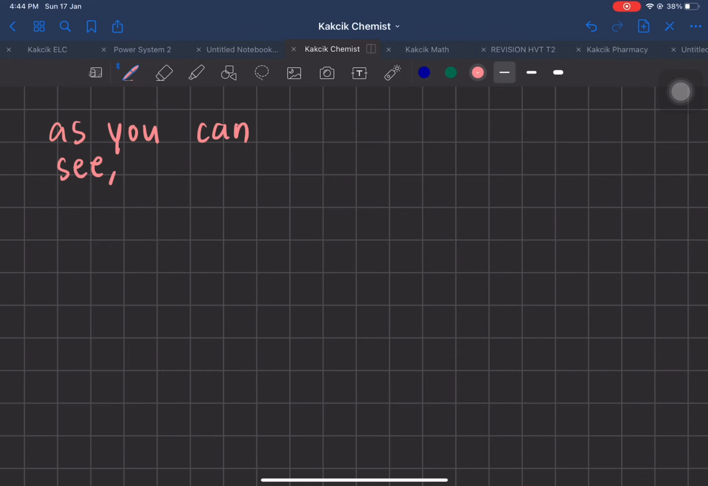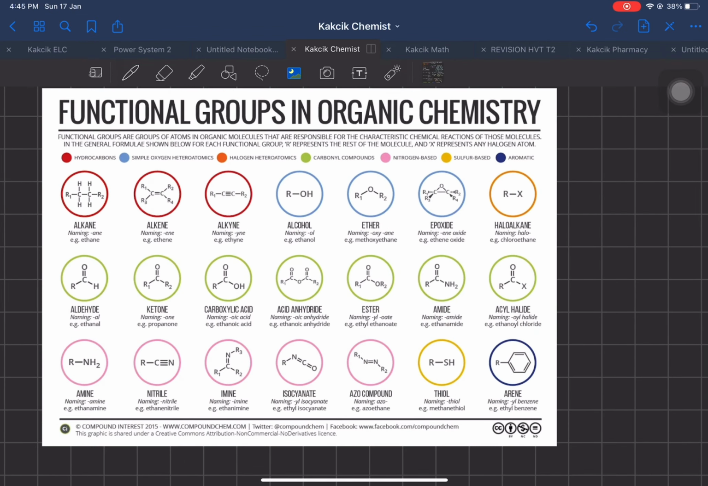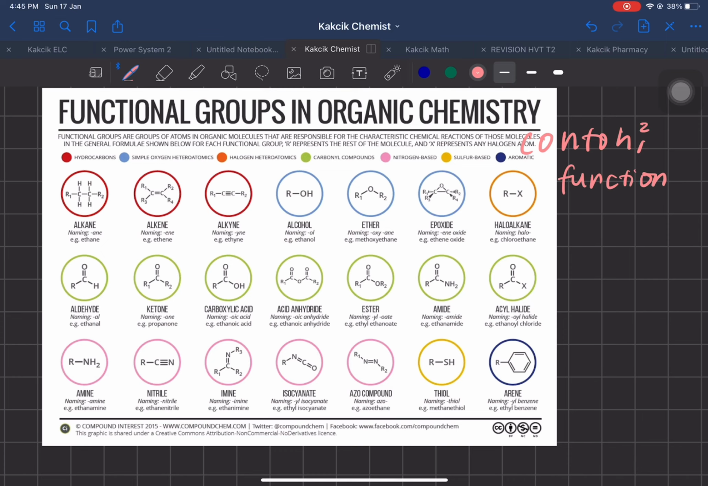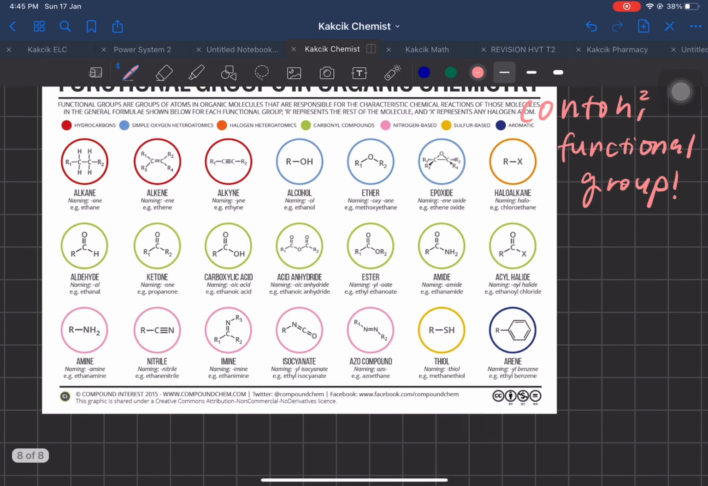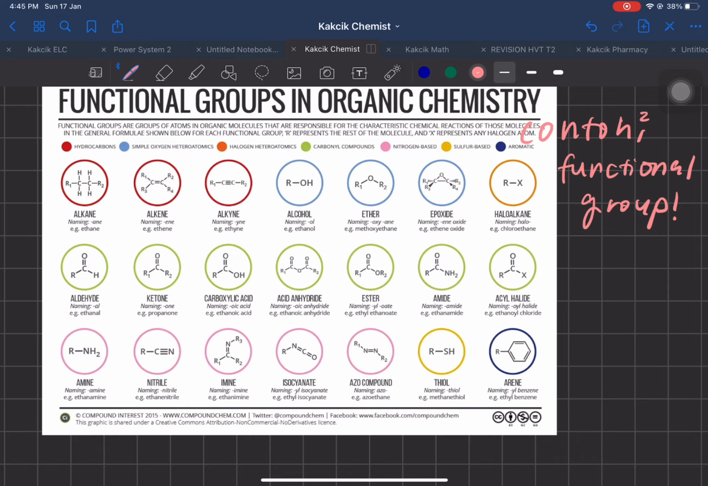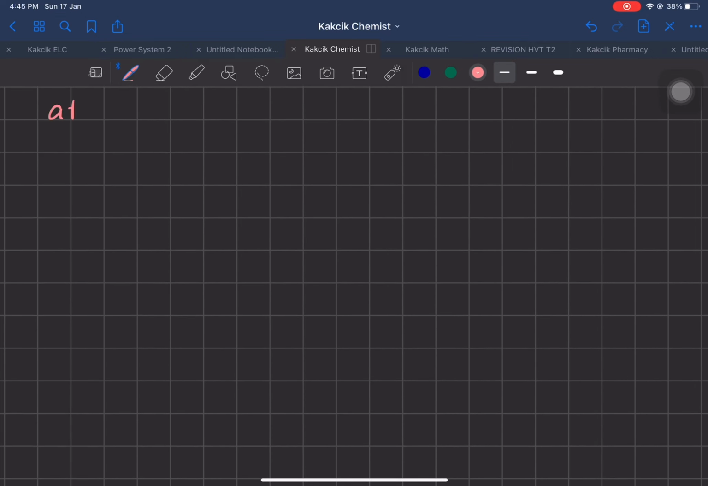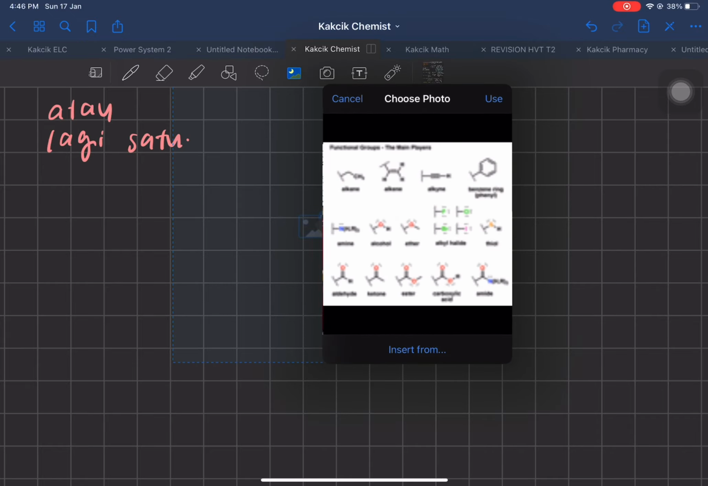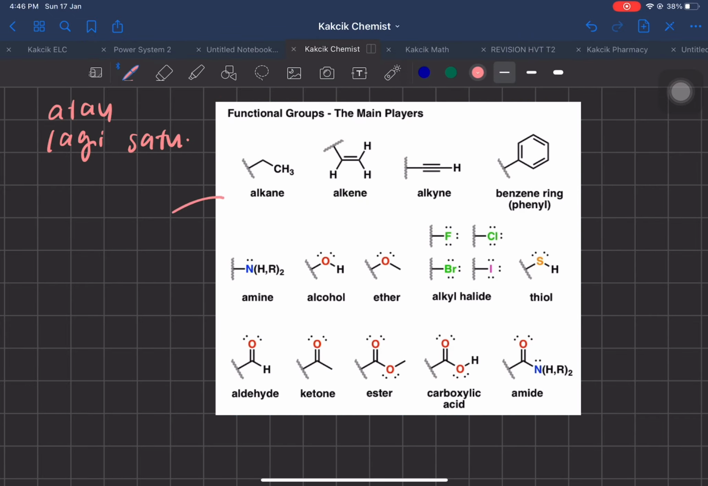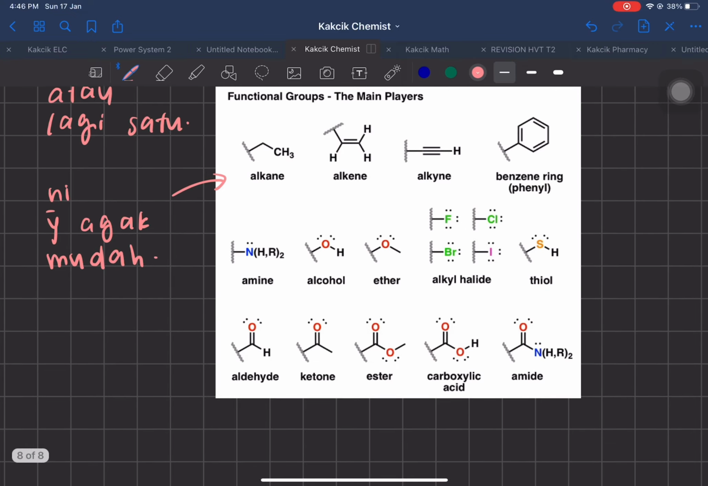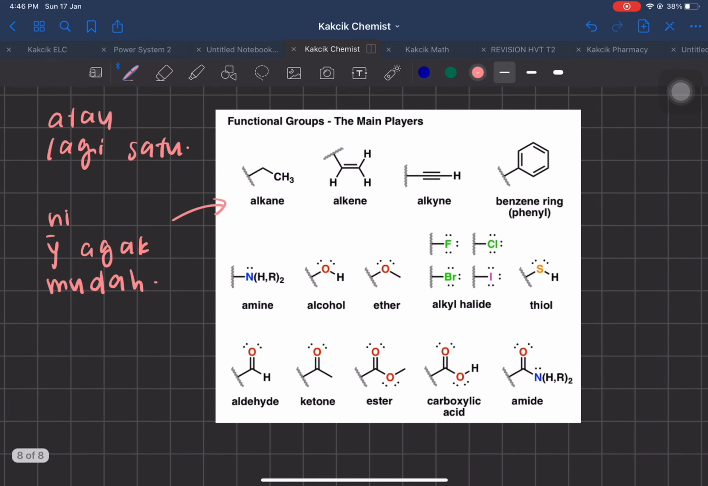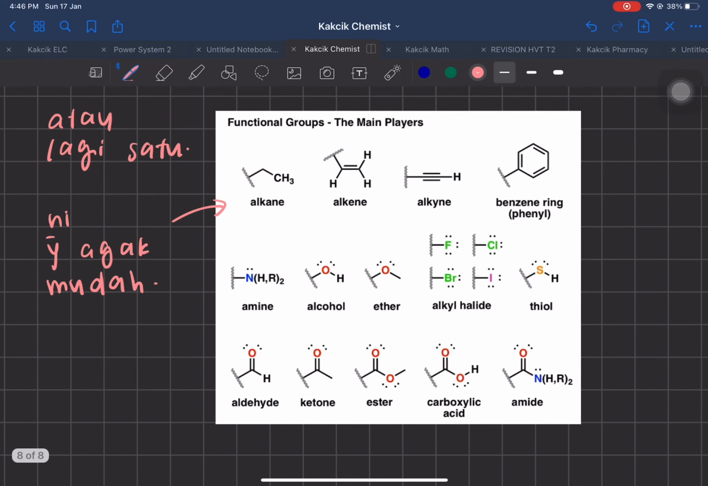So we have many of it, and they also have different type of carbons. Contoh macam kalau alkane dengan alkyne is hydrocarbons. Then we have simple oxygen heteroatomics, halogen heteroatomics, carbonyl compounds, nitrogen base, sulfur base, and aromatic. Tapi selalunya yang kita dengar adalah alkane, alkene, alkyne, benzene ring, amine, alcohol, ether, alkyl halide, thiol, aldehyde, ketone, ester, carboxylic acid, and amide.